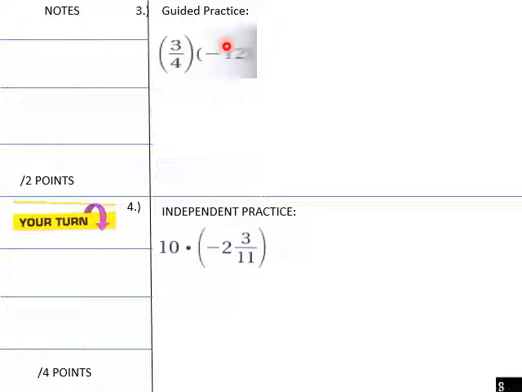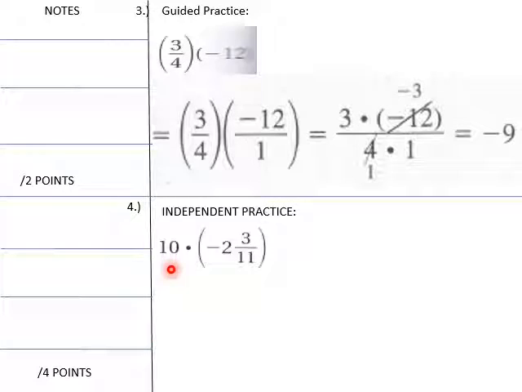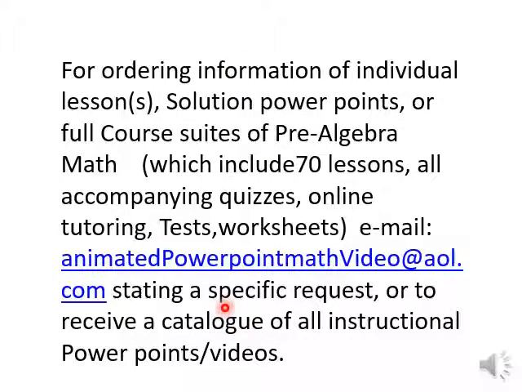Okay, into our next guided practice here. And we have this one up here we're going to do in class. Students, this is yours. So our guided practice, 3/4 times negative 12 over 1, and then we just multiply straight across. We do some canceling here, negative 3, so it'd be negative 9 over 1. This cancels out to 1. Students, that's all you.